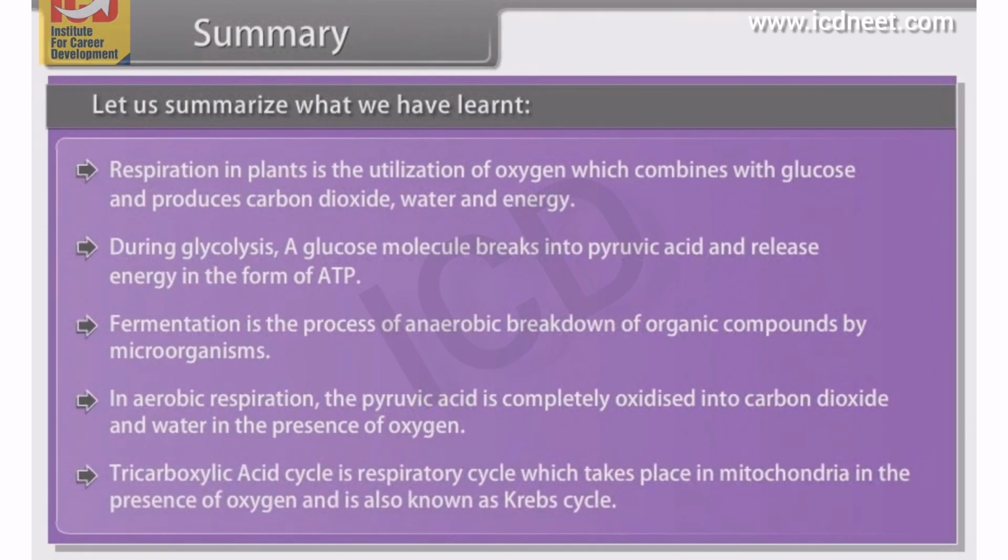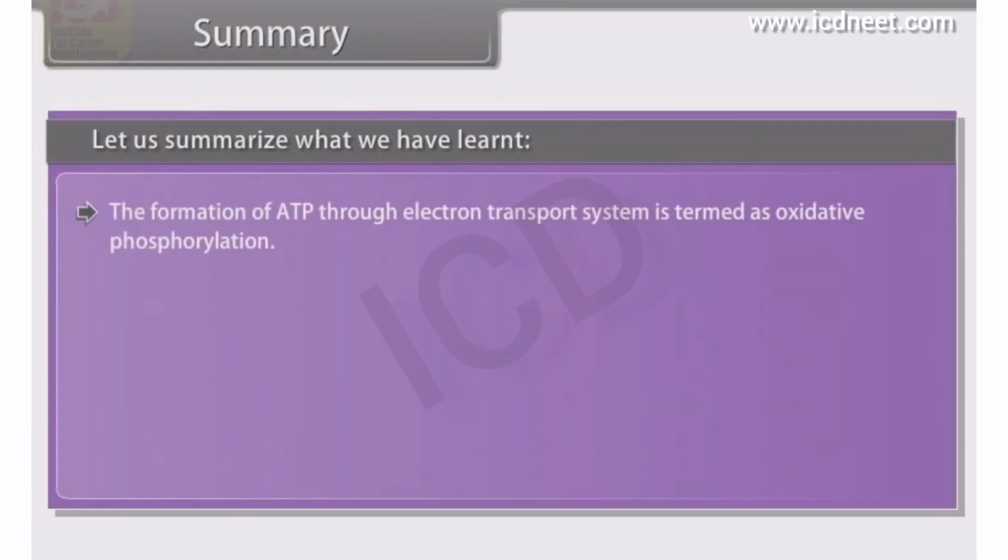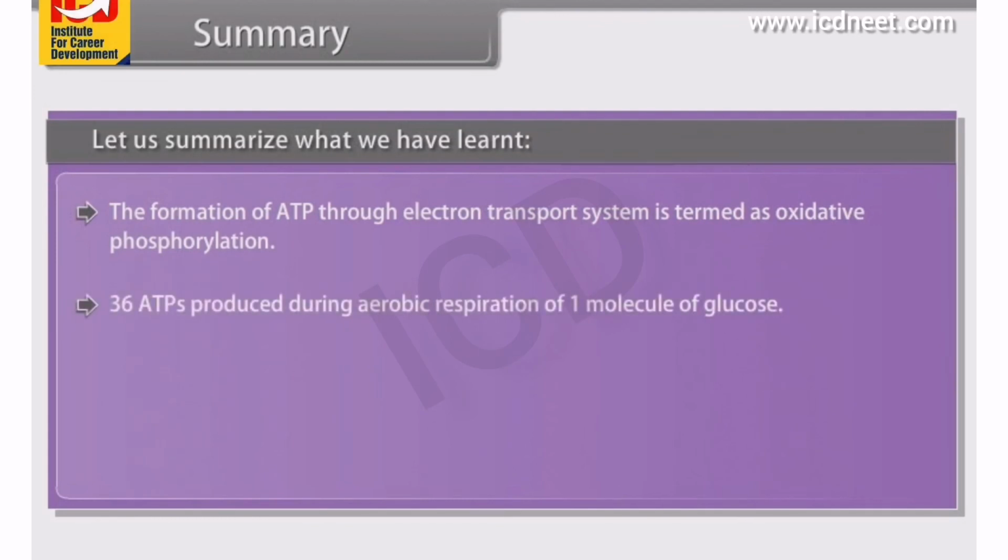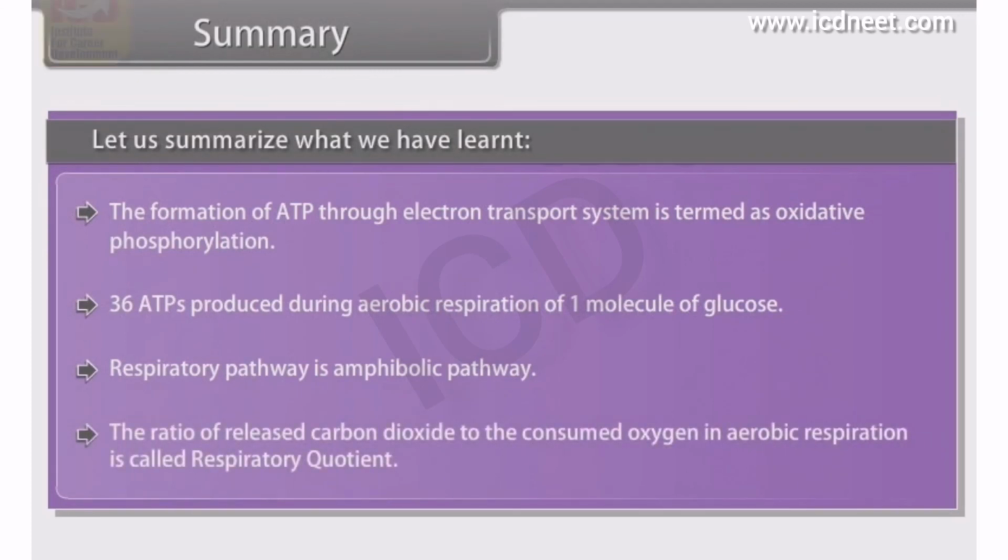Tricarboxylic acid cycle is the respiratory cycle which takes place in mitochondria in the presence of oxygen and is also known as Krebs cycle. The formation of ATP through electron transport system is termed as oxidative phosphorylation. 36 ATPs are produced during aerobic respiration of one molecule of glucose. Respiratory pathway is an amphibolic pathway. The ratio of released carbon dioxide to the consumed oxygen in aerobic respiration is called Respiratory Quotient.